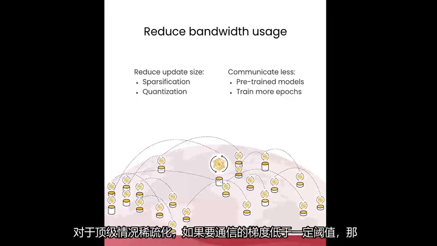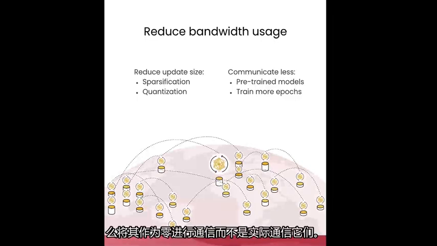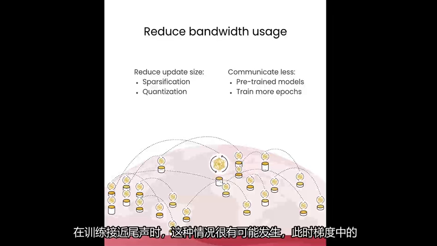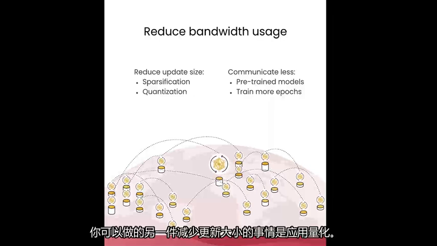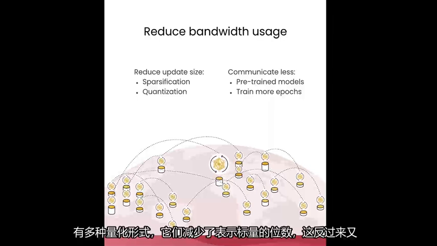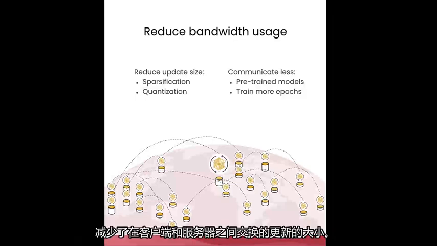With top-K sparsification, if the gradients to be communicated are below a certain threshold, then instead of communicating them, they would be communicated as 0. This can often be skipped and it therefore saves in communication costs. This is highly likely towards the end of the training, where more elements in the gradients will be small in magnitude. One other thing that you can do to reduce the size of an update is to apply quantization. There are many forms of quantization and they reduce the number of bits to represent scalars, which in turn reduces the size of updates exchanged between client and server.